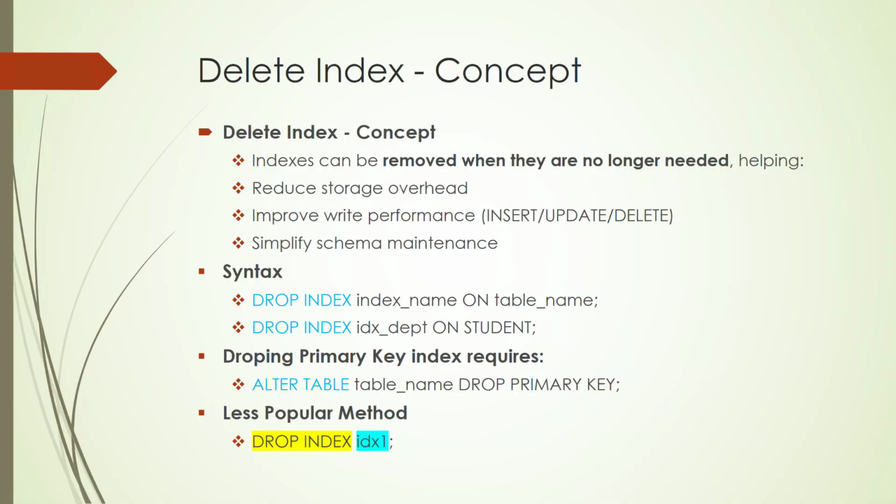Now if you want to delete the index, how could we do it, and why are we deleting an index? When there is no more need for the index, we should delete it. And why should we delete it? Because it will help the write performance to insert values, update values, or delete in a table, and it will simplify the schema maintenance. And what is the syntax, how could we drop it? We could directly use the keyword drop index, the name of the index, and the table on which it has been created. So for example, on the student table we have created an index on the department column.